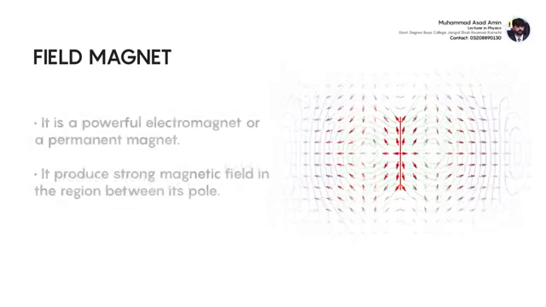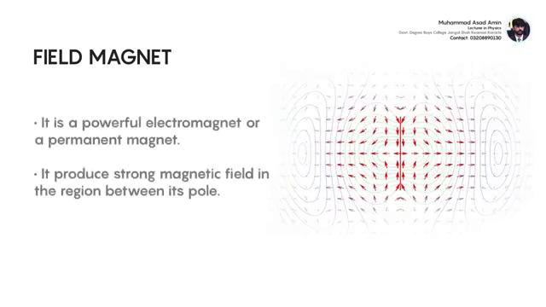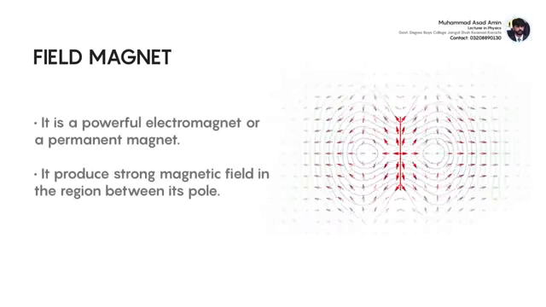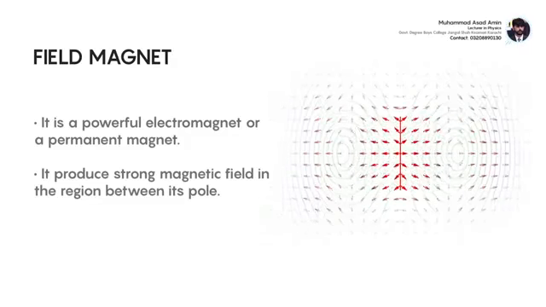So the first component is the field magnet. It is a powerful electromagnet or permanent magnet. It produces a strong magnetic field in the region between its poles.